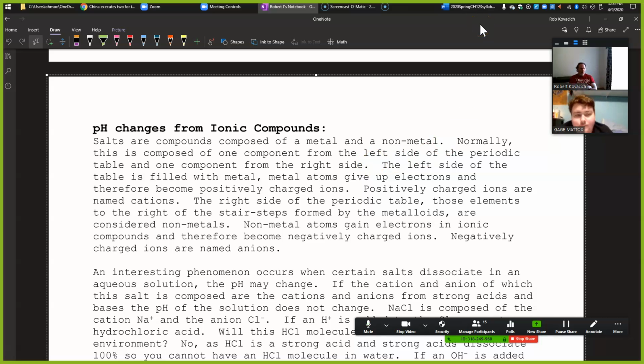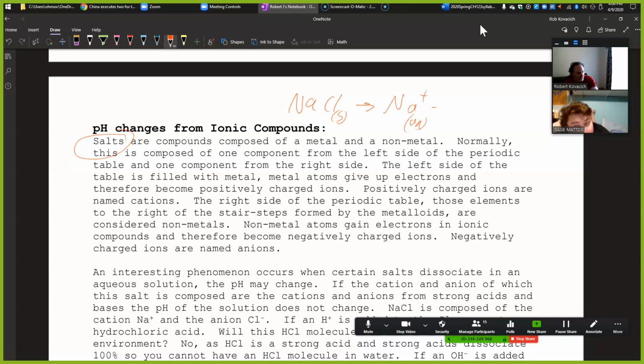Okay, so pH changes from ionic compounds. Tell me another name for an ionic compound. A salt? It's a salt. So can you change the pH with salts? You must, because we're going to talk about it. What happens if I put solid NaCl into water? You get what?